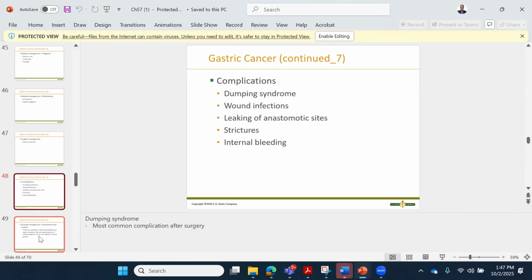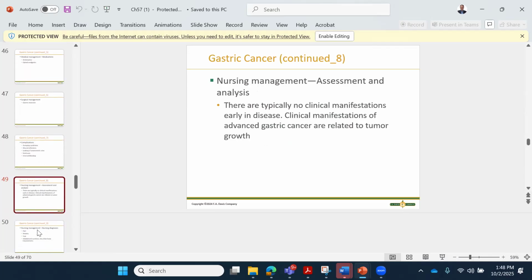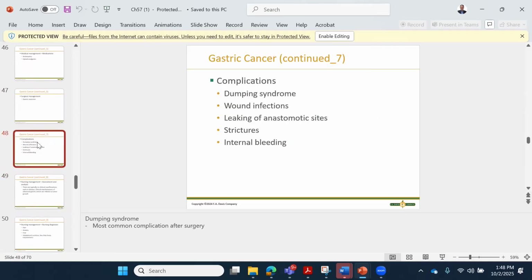Some of the complications they can have are listed, but one is dumping syndrome. Remember that dumping syndrome is rapid gastric emptying. And dumping syndrome is a condition that can lead to malabsorption of nutrients, but also can lead to severe diarrhea.